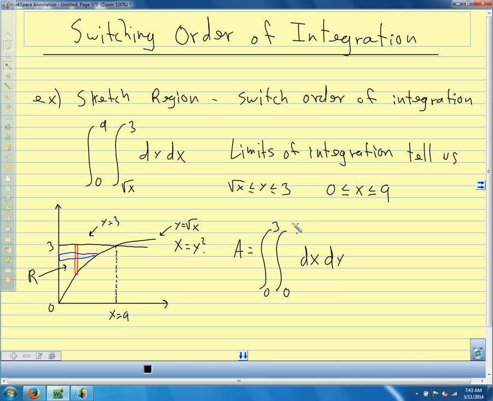So if I switch my order of integration, this would be my iterated integral. X is varying from 0 to y squared, and y is varying from 0 to 3. The mistake that students often make when they're switching order of integration is they just turn everything around, put them in a different order. You have to sketch the region, and you have to find your limits of integration from the region when we switch the order of integration.